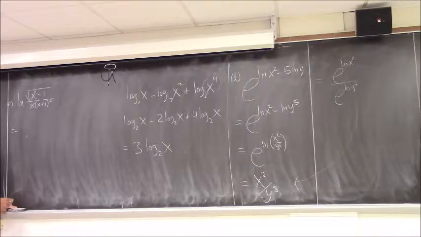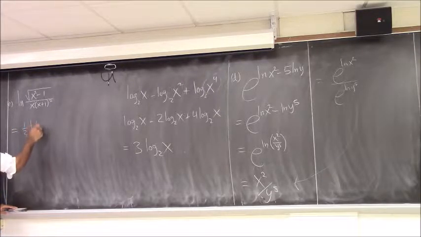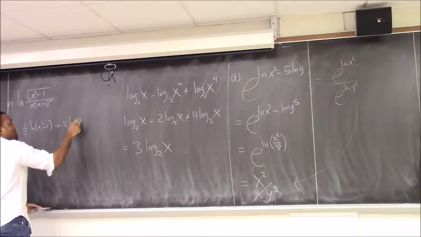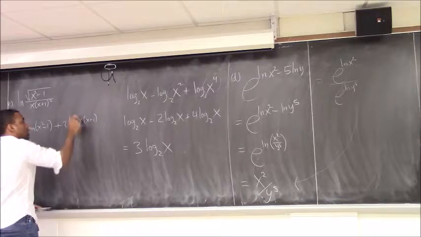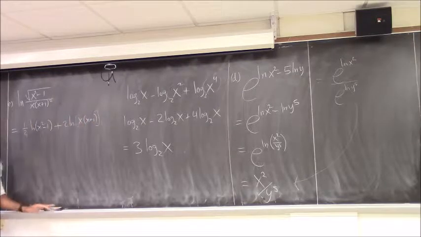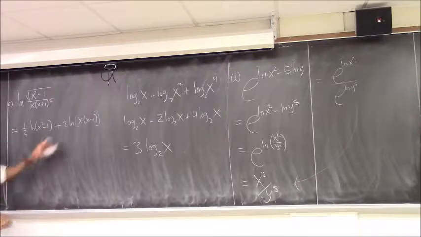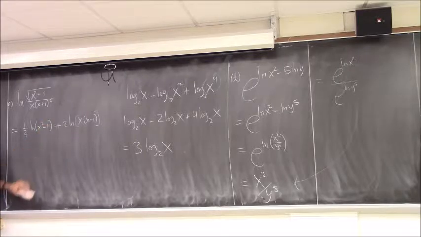Yeah? Can you do half times the natural log of x squared minus 1 minus 2 natural log of x times x plus 1? You're skipping a lot of steps here. I'm going to go back and fill in some steps, but this is what you said here. Yeah, that's incorrect. It's because you're skipping steps. Don't just try to do too much at once. Let's see why this is incorrect.